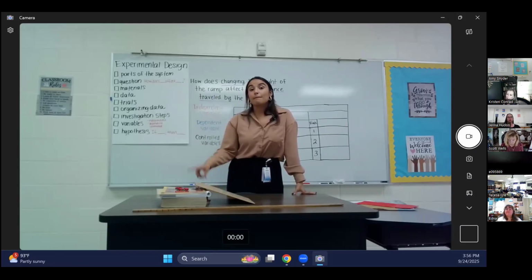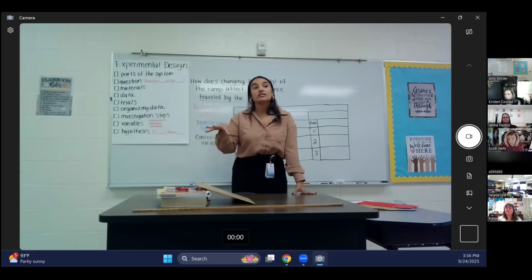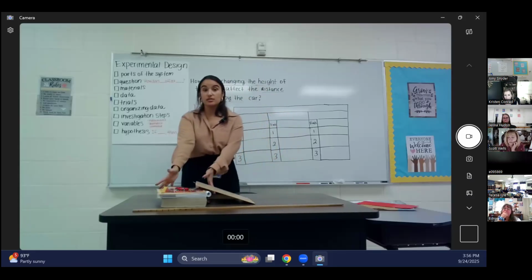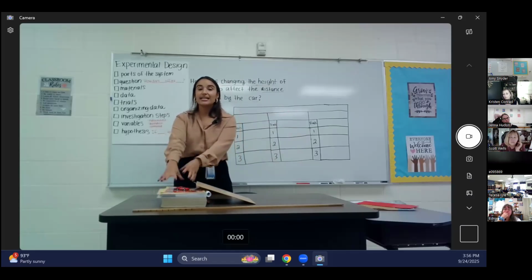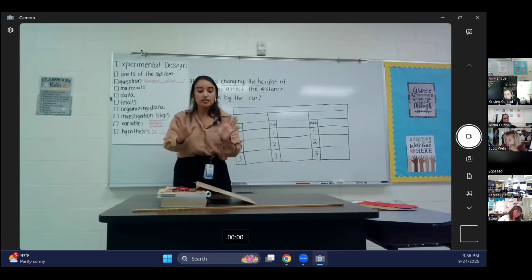Car, ramp, books. Car, ramp, books, very good. So think about the changes that we can make to the system. So you said the books, right? So the books make up the height of the ramp. So yesterday, that's the variable that we changed.